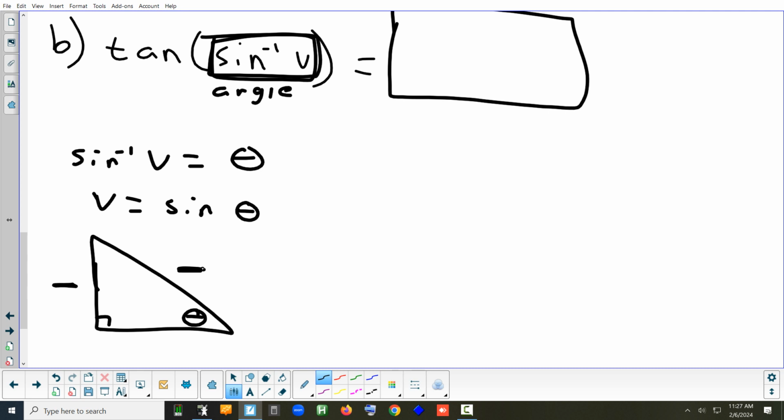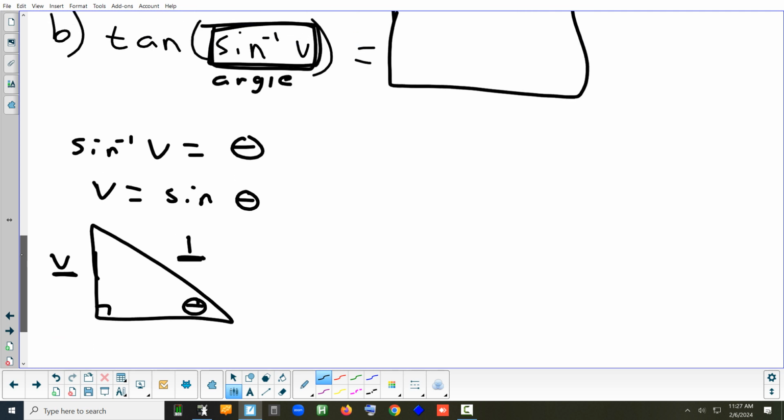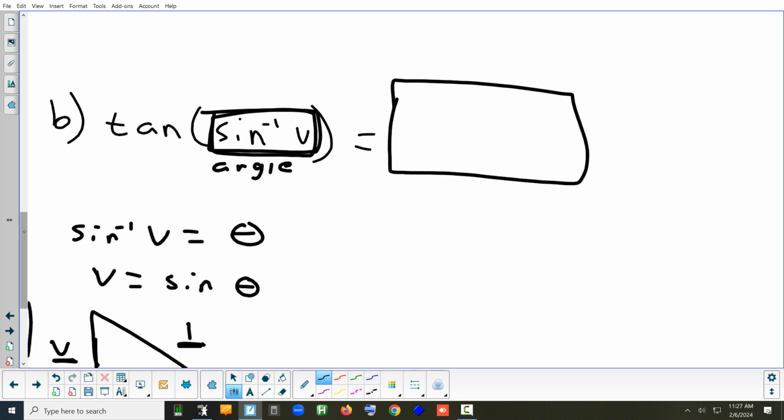V and 1. That's the simplest way to do it. I guess you could do 2V and 2, but it's more complicated. So we'll just stick to V and 1. Okay. Any question on the diagram? Now we have to use that diagram to find the tangent.